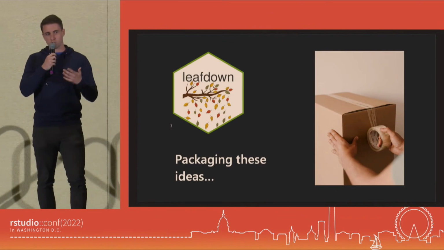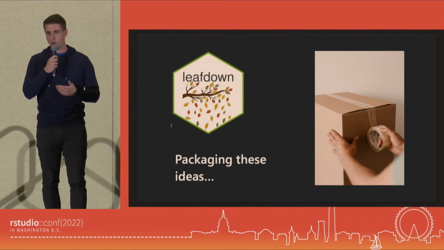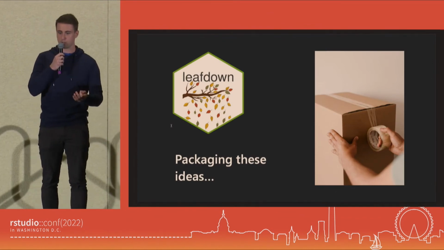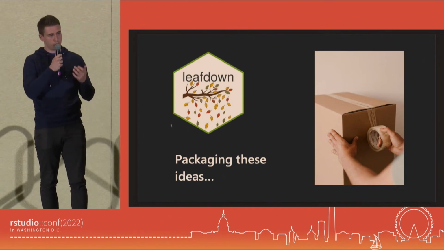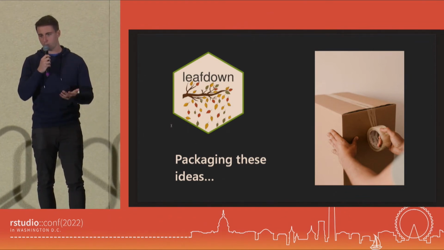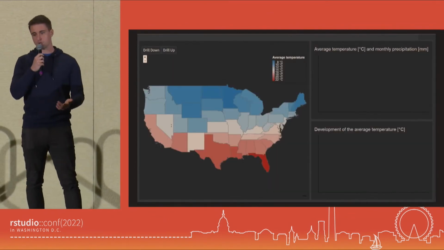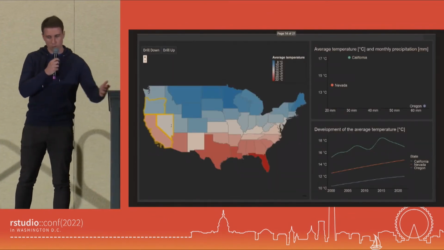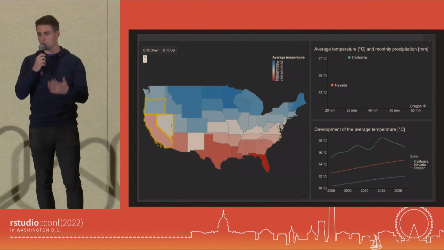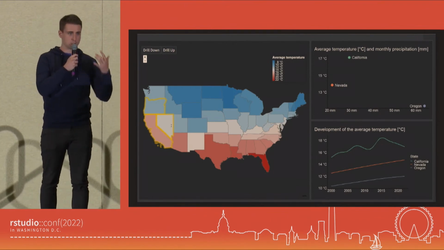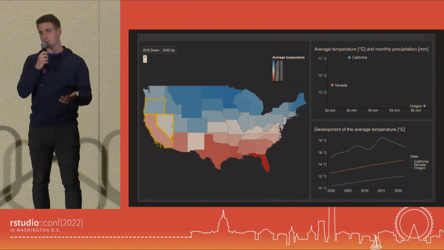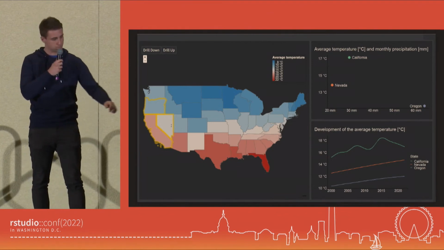But I don't want to just describe these solutions here. I also want to tell you that we have already implemented them in the leafdown package. With just a few lines of code, the leafdown package enables you to quickly create maps that are embedded in a Shiny dashboard and have selectable regions which connect the map to other dashboard elements, allowing you to visualize multiple variables at once, as well as their development over time.